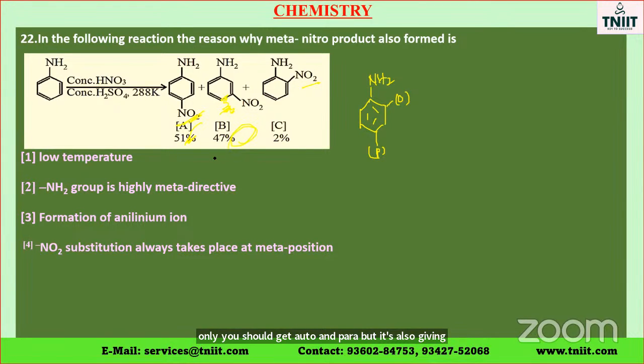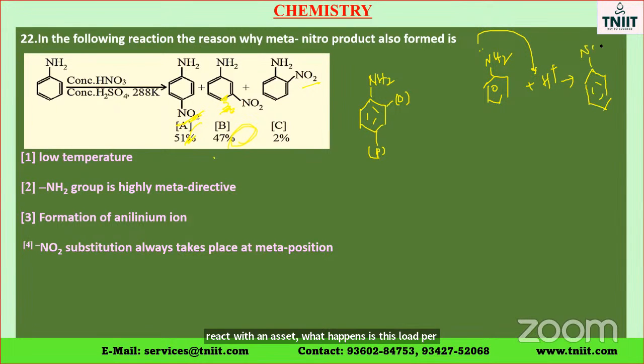Why is it giving 47% meta? Because when aniline is allowed to react with an acid, what happens? This aniline is a base. It has a lone pair of electrons. But when it reacts with an acid, this lone pair of electrons is given to H plus, and we get a group like this, NH3 plus. This is called the anilinium ion.